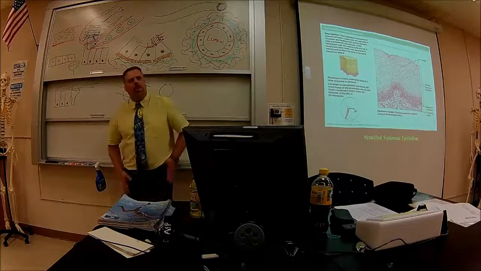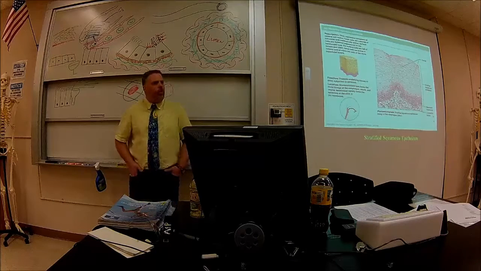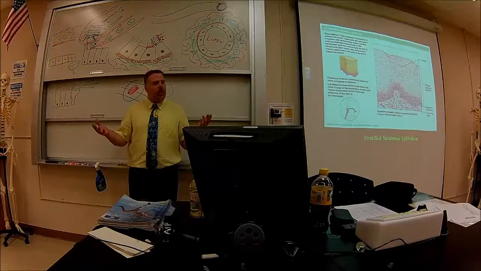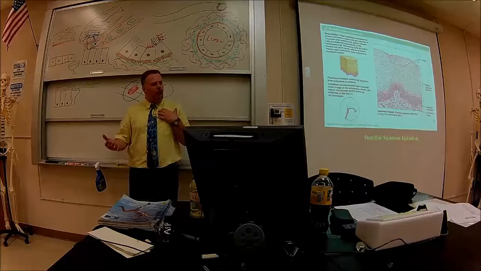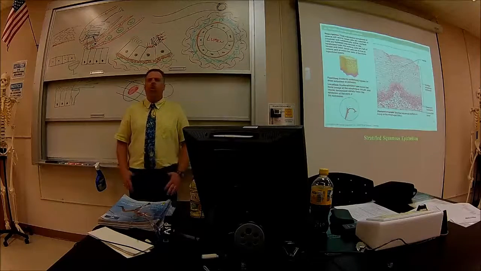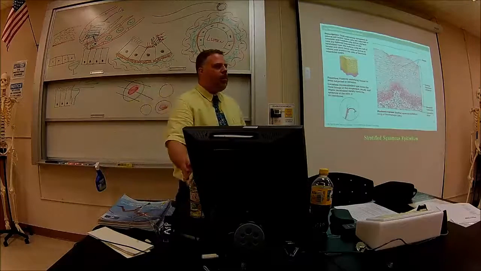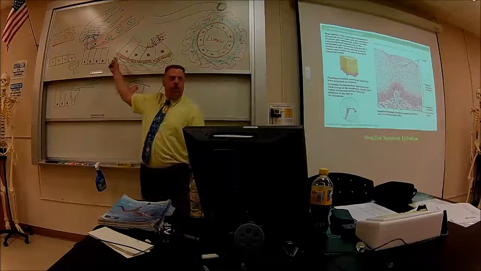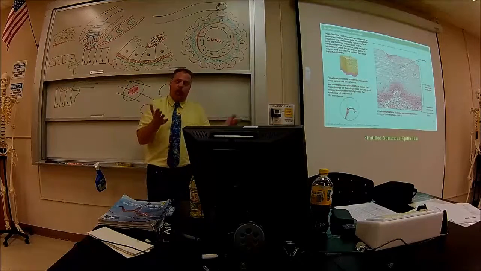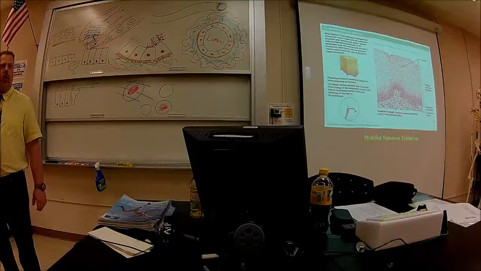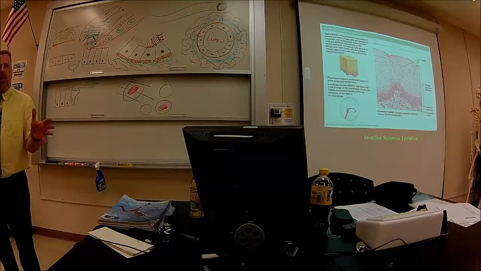So if you have a lot of layers, think of where you would expect it to be. You would expect it to be on your skin. You would expect it to be in your esophagus. Why? Because it's there for protection. When you touch something hot, you don't want to have simple squamous epithelium on your skin. It'll burn a hole right through there, go right into your connective tissue, and burn a hole right into your muscle. You need some protection there.